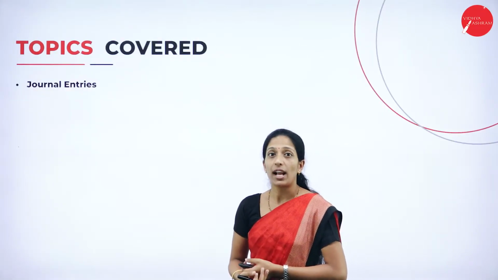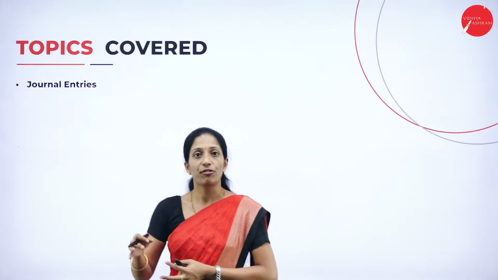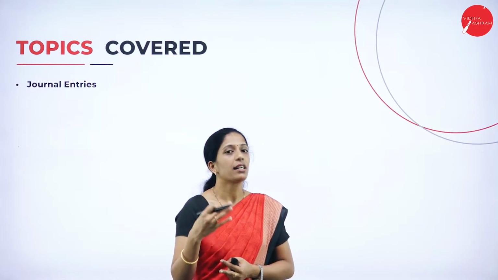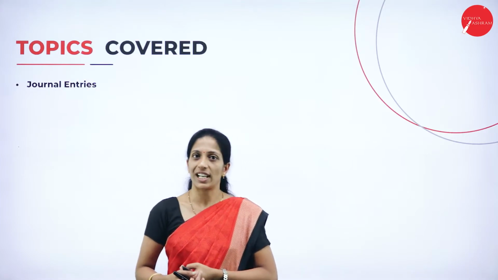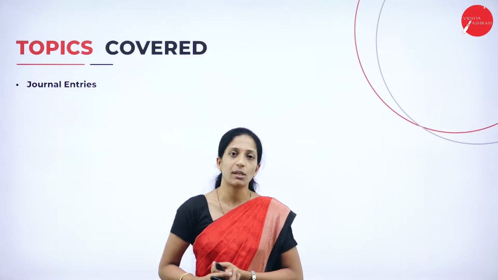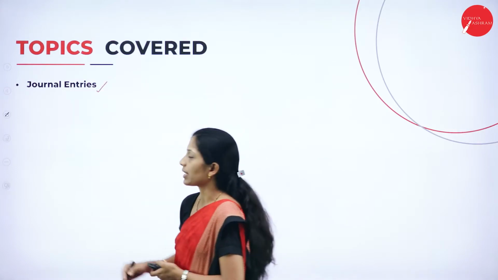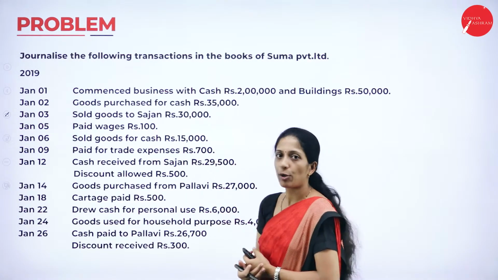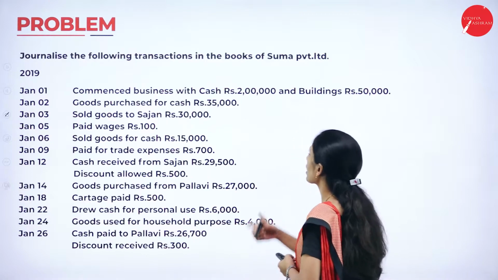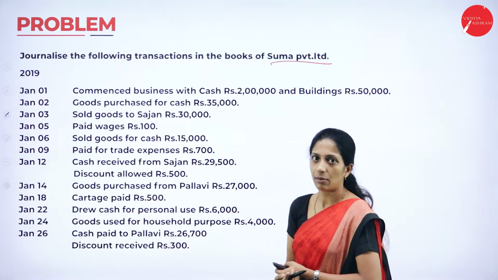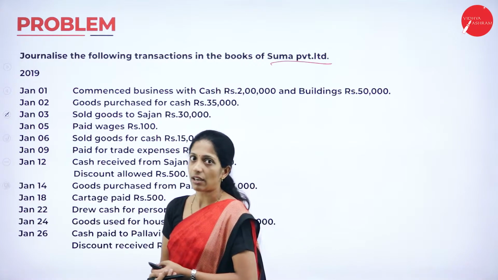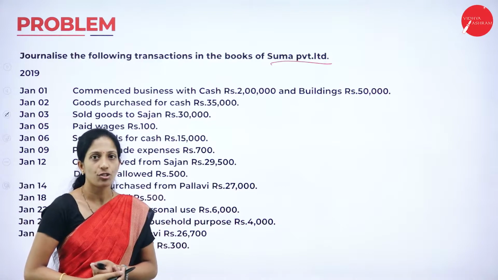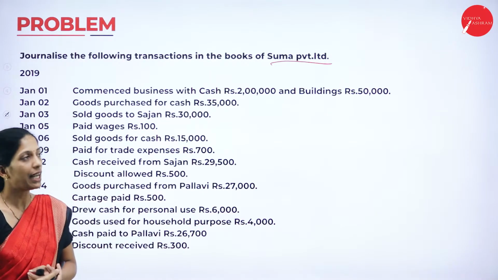In a previous session, we had solved a problem on journal entries. Before that, we have learned what is a journal, what are the features of a journal, and that a journal is also called the book of original entry. And we had solved a 15 marks problem on journal entries. In today's session also, we shall continue with a few more problems. So go through the problem here. Journalize the following transactions in the books of Summa Private Limited. They have given certain transactions of Summa Private Limited where they are asking us to record the journal entries.